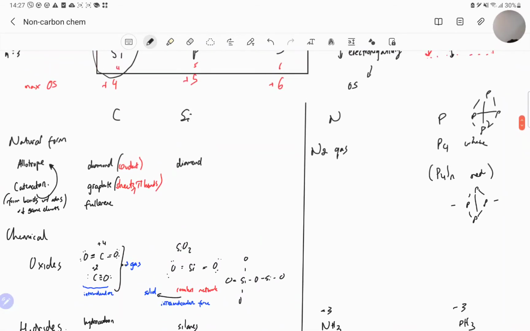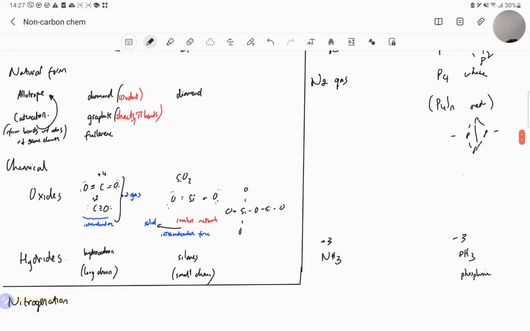Cool. So we have phosphorus, phosphates, negative 3. Is it phosphorus? Phosphide ion. So one is phosphorus, one is phosphide.